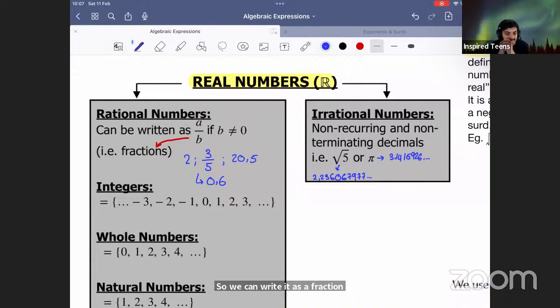Hope that makes sense. Irrational numbers, we can also write it as an improper fraction. But again, once we convert it to the decimal, to distinguish between the two, the main thing is to understand that it is non-terminating decimals, meaning they continue forever.